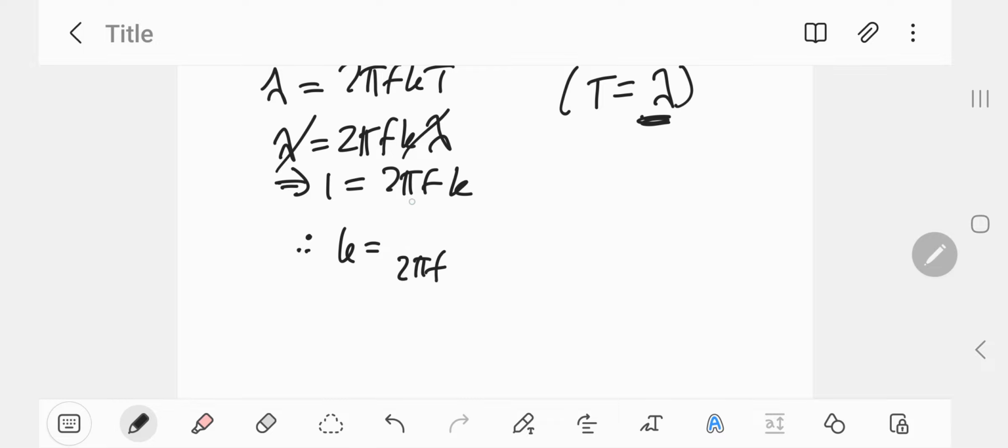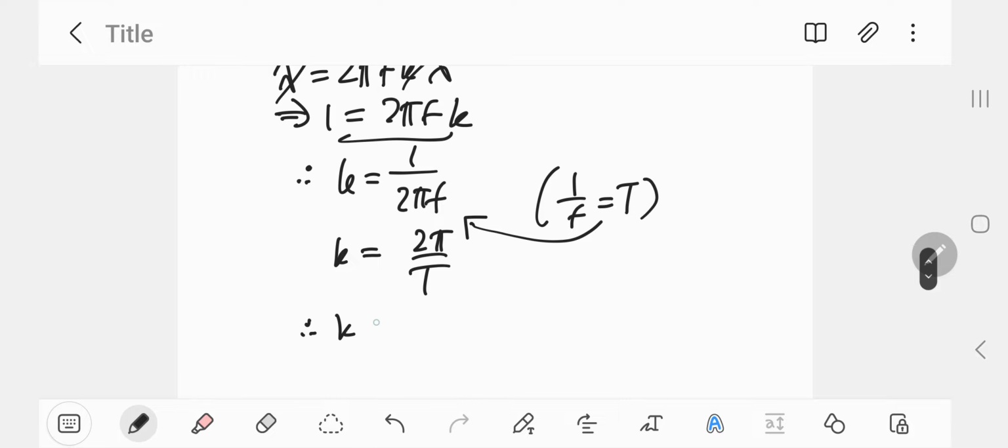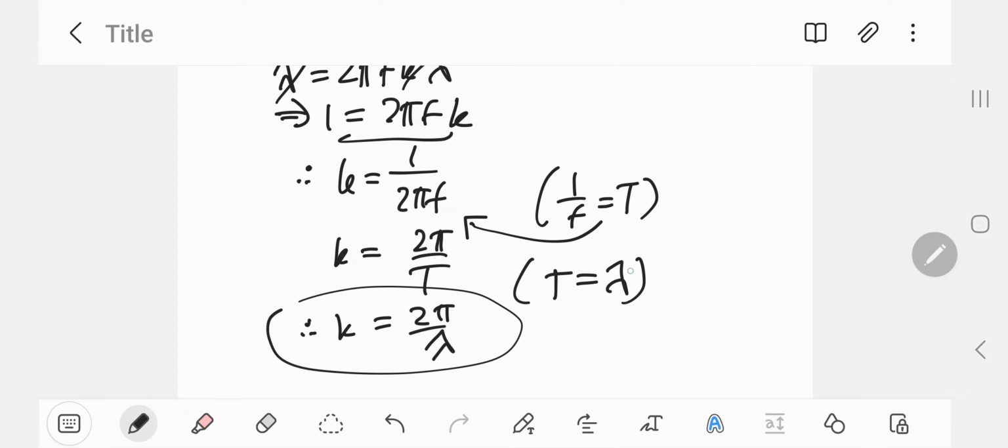If we rearrange this up here for k, since 1 over f is equal to T, we can plug in T for 1 over f, and we get 2 pi over T. So therefore, k is just 2 pi over lambda, because we've set the period as the time it takes for a wave to travel a distance lambda. And the wave number basically tells us how many cycles or wavelengths occur per unit distance. That's the wave number.